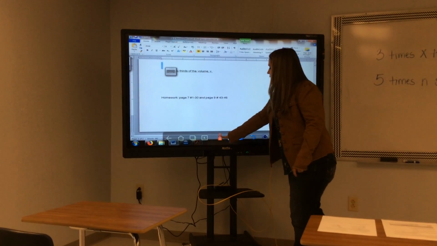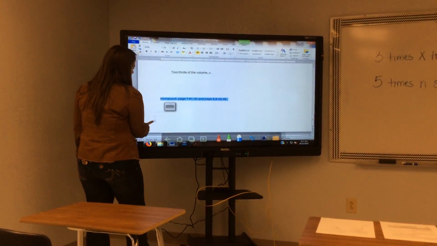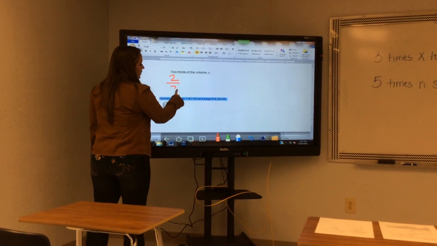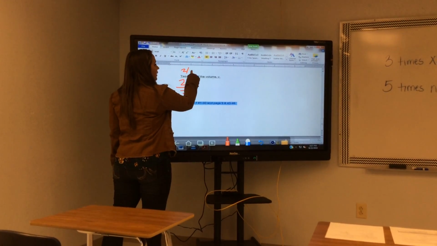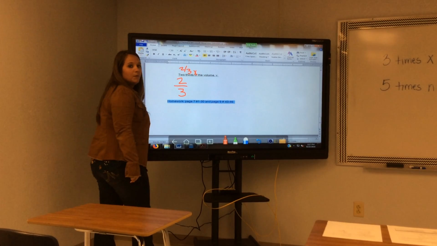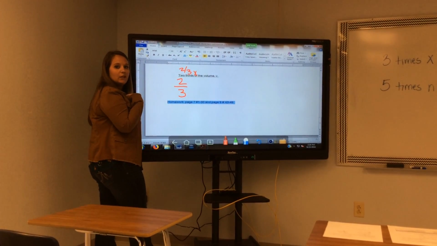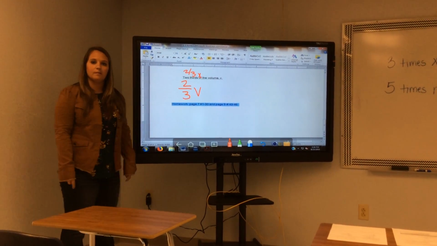2/3 of the volume V. 2/3 is going to be represented as a fraction, 2/3. Of means we're going to multiply, and we're going to multiply times the volume, which they've asked us to represent using the variable V. So just 2/3 V.